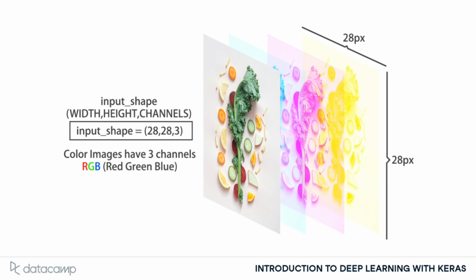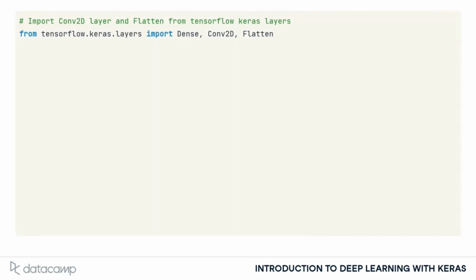Images are 3D tensors. They have width, height, and depth. This depth is given by the color channels. If we use black and white images, we will just have one channel, so the depth will be 1. To build a CNN in Keras, we first import the convolutional 2D and flatten layers from TensorFlow Keras layers.